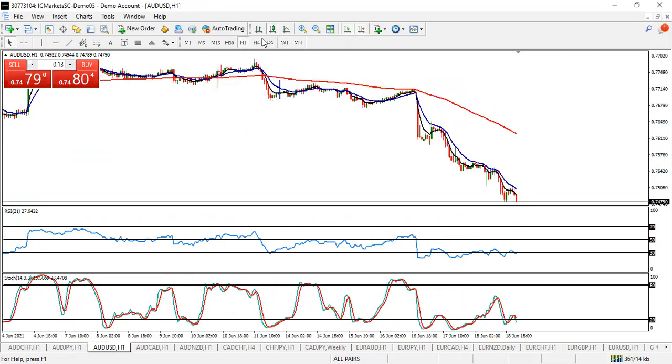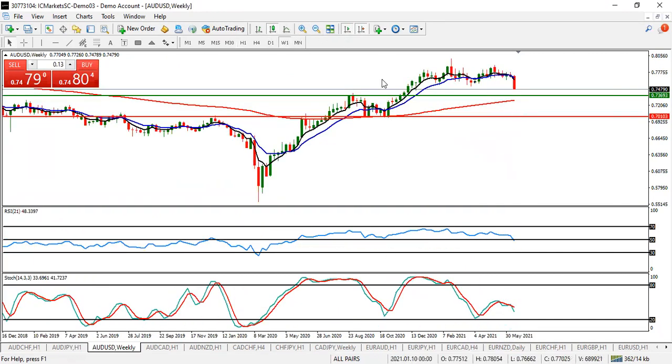AUDUSD is currently sell bias also. On the weekly candle, we see it closed with a strong bearish candlestick, just the same way we have it on AUDJPY. So with this in mind, we're expecting this momentum to continue during this coming week. If this momentum continues, we're expecting it to drop down to 0.7010, which is at this red support.